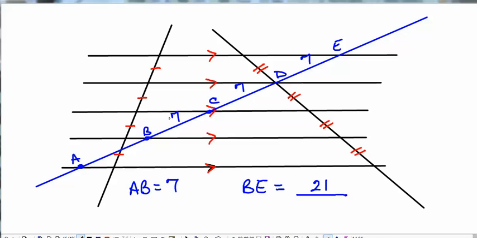Because you've got 3 of them. 7 times 3 is 21. That's 7, because AB is 7. Yeah, you don't count it because it's saying from B. The question was, how far is it from B to E up here?